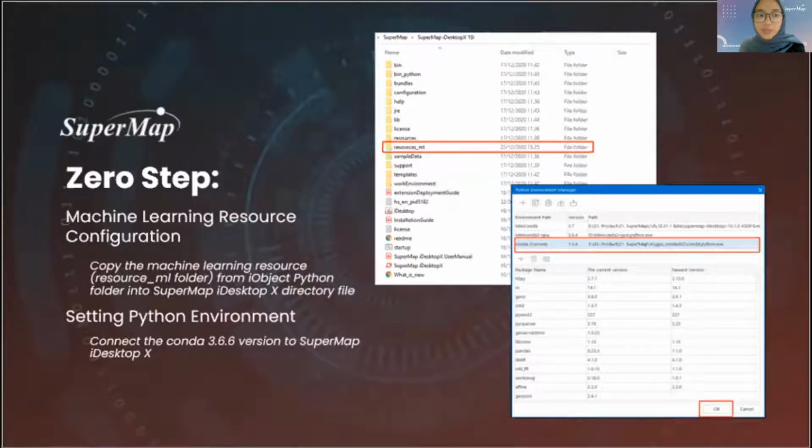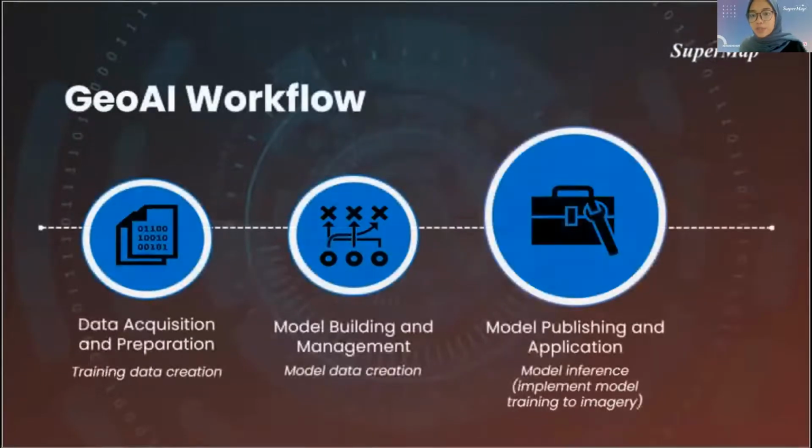And the second configuration is setting the Python environment. So after you install the Miniconda, you can open the SuperMap iDesktop X, and there's an option for you to do the Python configuration. You can find it in the ribbon menu under Python configuration, and you can connect the Conda 3.6.6 version to SuperMap iDesktop X. Some parameters will be filled automatically, and you just need to leave them as default and click OK.